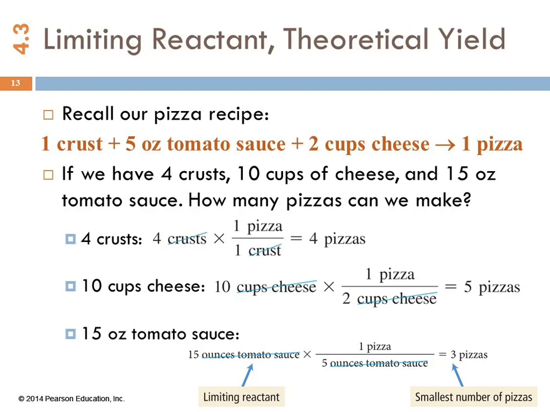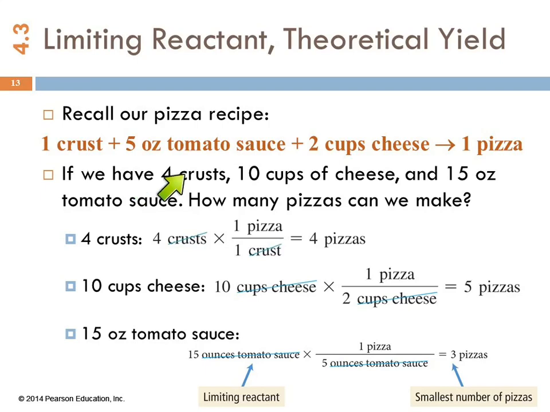But let's look at pizza again. So if we have 4 crusts and 10 cups of cheese and 15 ounces of tomato sauce, how many pizzas can we make? Now, I don't know about you, but just looking at those amounts, it's not really jumping out at me what the answer is. So how would you figure it out?